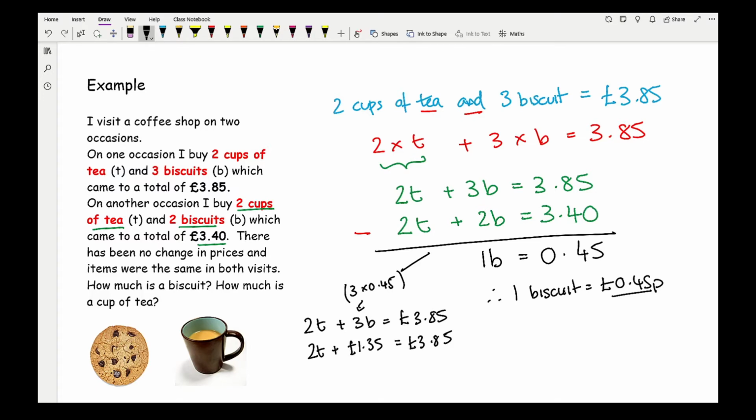And then just like solving any normal equation, if I take the £1.35 over to the side, I get 2t's costs £1.50. Or should I say £2.50 rather. So therefore then, if 2 t's cost £2.50, 1 t equals £1.25. And there are my two answers.